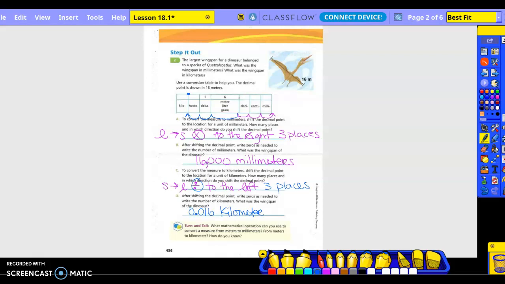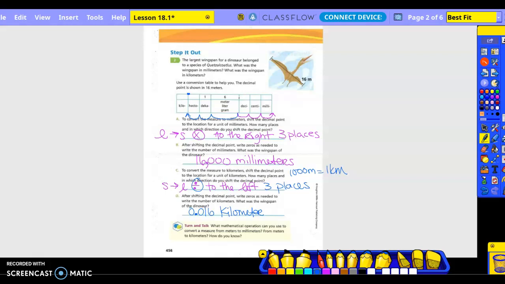Okay, do you see how the box helps us? Now, if we didn't still have the box, can we still loop when we figure out how many places we need to go? Yes, because we know how many meters are in a kilometer. They're how many boxes apart? 3, right? So we know 1,000 meters equals 1 kilometer, right?